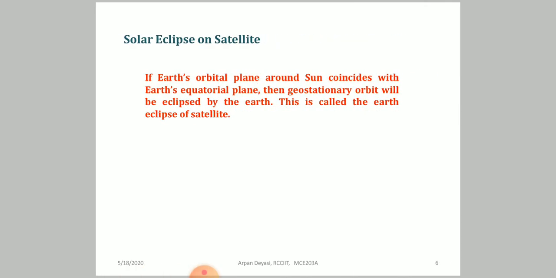Next, I am going to the solar eclipse on the satellite. So the Earth's orbital plane around the sun coincides sometimes with the Earth's equatorial plane, and that's inevitable. Sometimes you will find that the orbital plane and the Earth's equatorial plane basically match. Then the geostationary orbit will be eclipsed by the Earth. So that is called Earth eclipse. So you will get the concept of solar eclipse, lunar eclipse, Earth eclipse. So basically, which comes between whom?